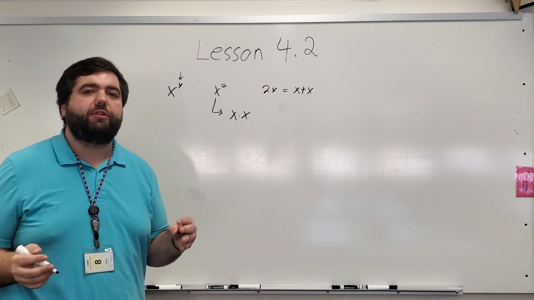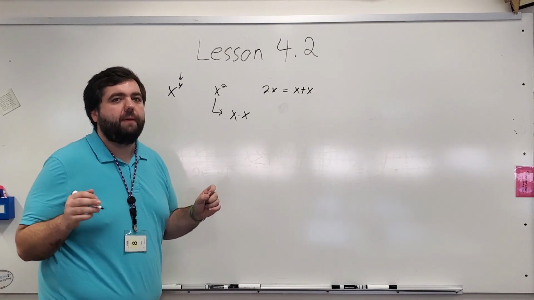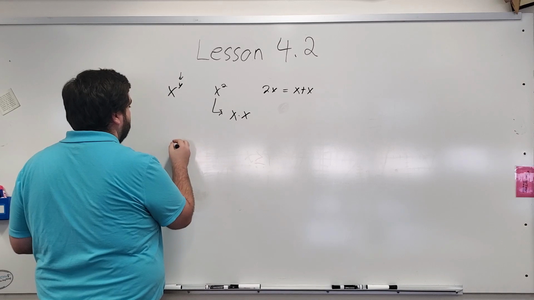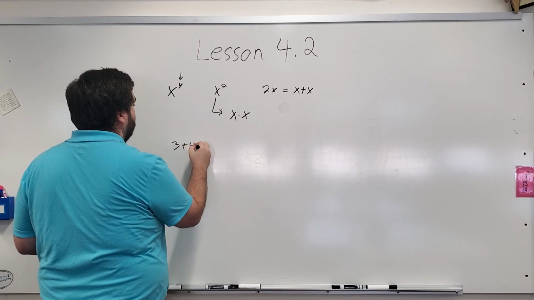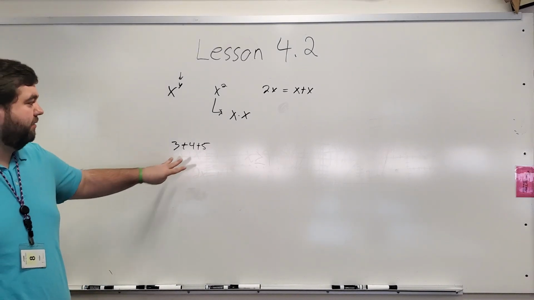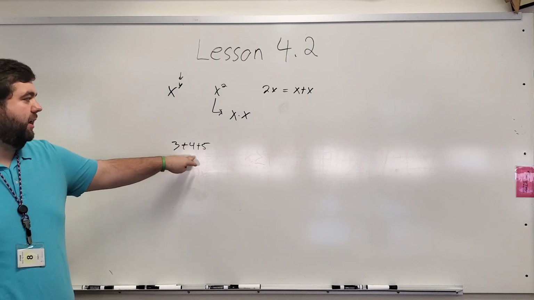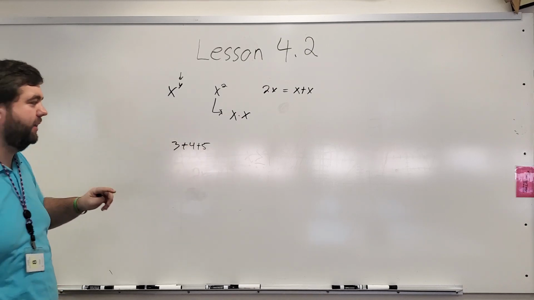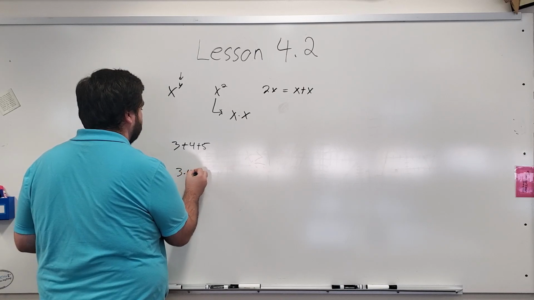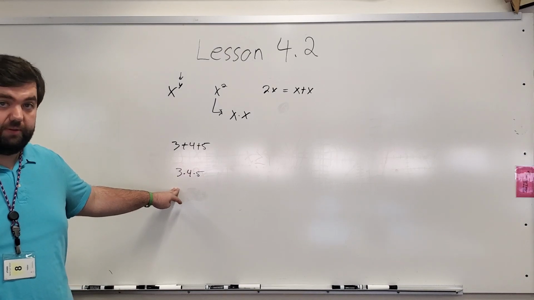Next, we need to know what are terms, right? So terms are divided up by addition and subtraction. So if I have something like 3 plus 4 plus 5, right? I currently have 3 terms in this equation. I have 3, I have 4, and I have 5. But if I were to have 3 times 4 times 5, that is only one term, okay?